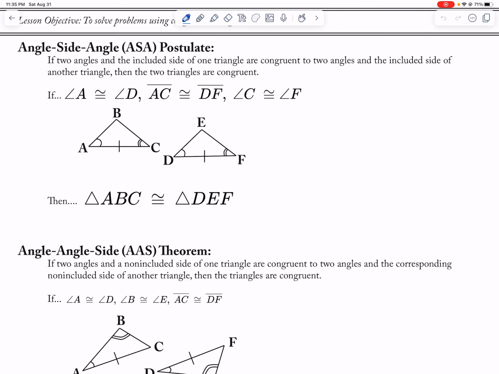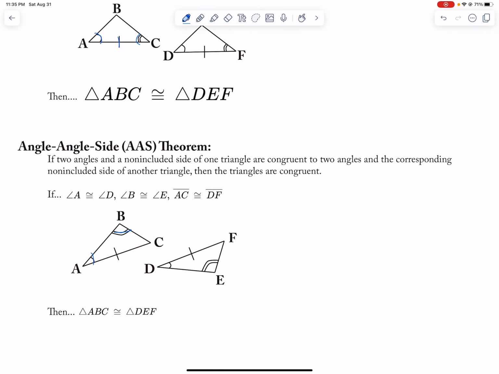All right, so let's go ahead and take a look at this lesson. I'm going to introduce two more theorems to you, which are angle, side, angle and angle, angle, side. There is no angle, side, side theorem. Not only do we not want to abbreviate angle, side, side, but it doesn't exist. There is a side, side, angle, but that is later on in further geometry. There's no angle, side, side.